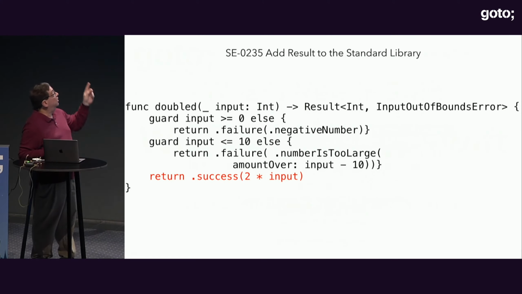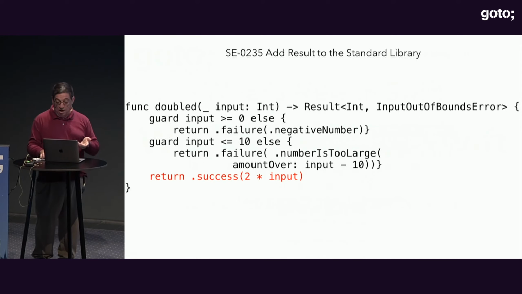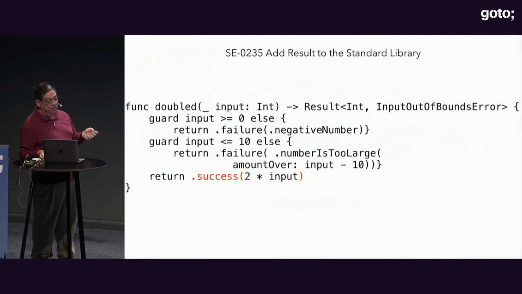If you're less than or equal to 10, well, I'm pretty happy, but if you're not less than or equal to 10, I'm going to have to report a failure. So if you're less than or equal to 10, I'll report a success. And if you're greater than 10, I've got a failure, and I'll tell you how much you're over. And so if you're in the good range, it's a success, and I'll return the actual doubled value.